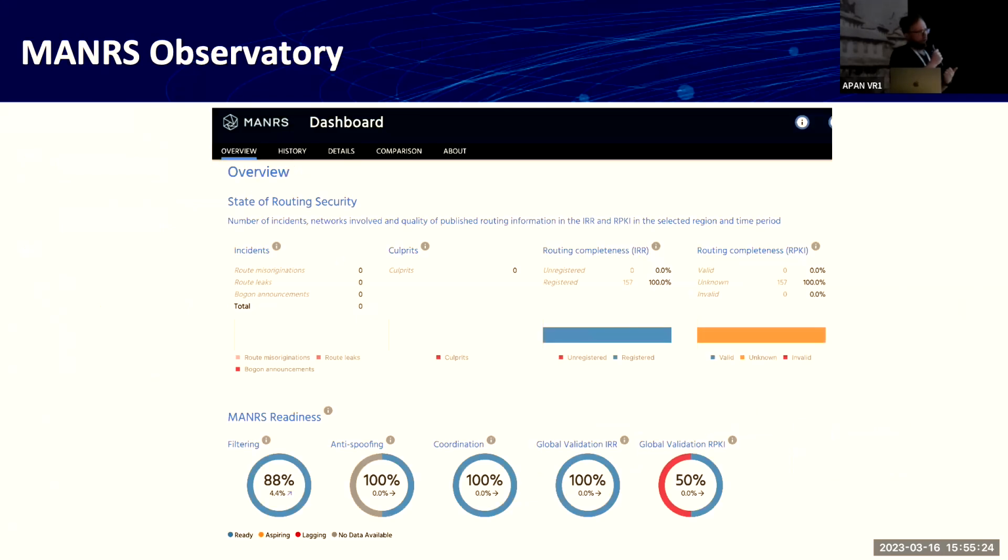I think Warwick gave a good overview of the MANRS Observatory this morning, but I just wanted to highlight it again. This is one of the benefits of being a MANRS participant: being able to see all kinds of stats and information about your own networks, and where you're doing really well and where you have room for improvement with the MANRS requirements.